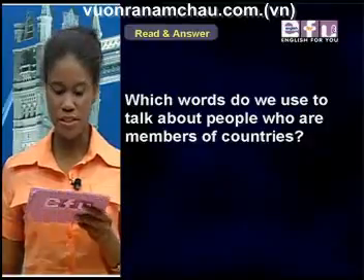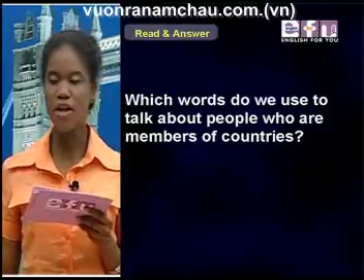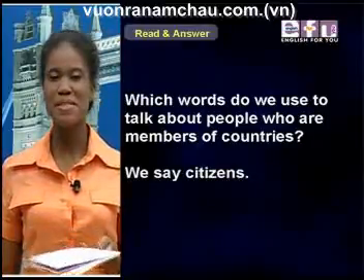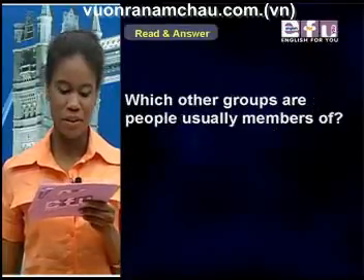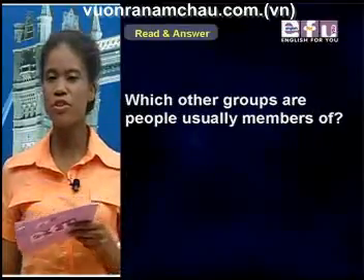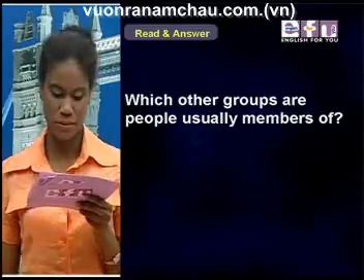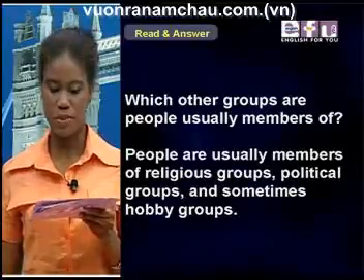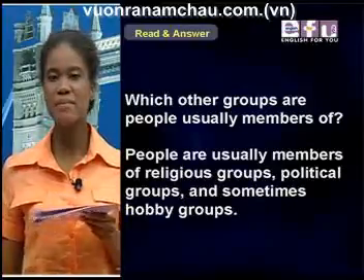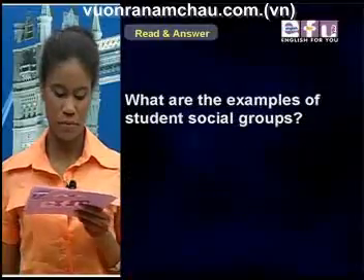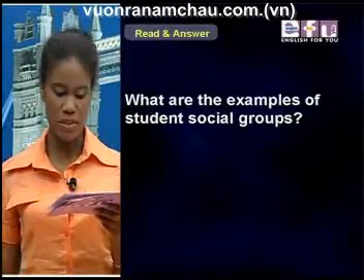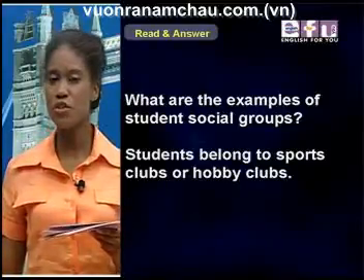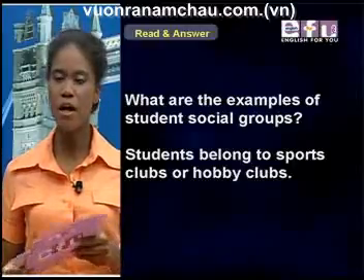Which words do we use to talk about people who are members of countries? We say citizens. Which other groups are people usually members of? People are usually members of religious groups, political groups, and sometimes hobby groups. What are the examples of student social groups? Students belong to sports clubs or hobby clubs.